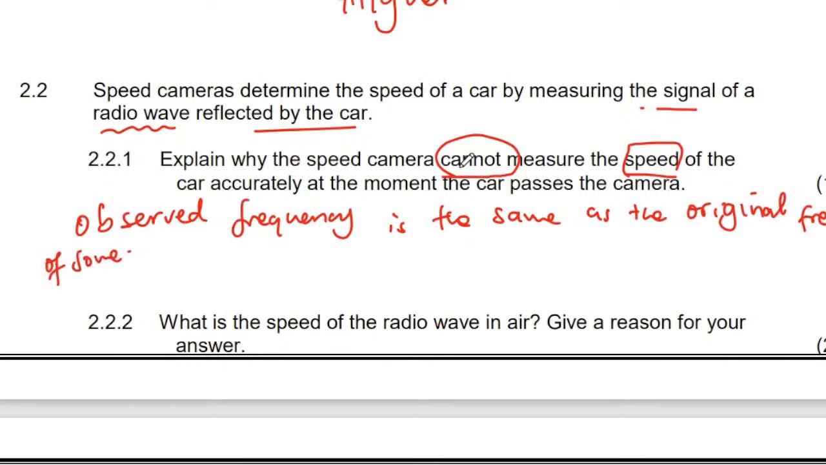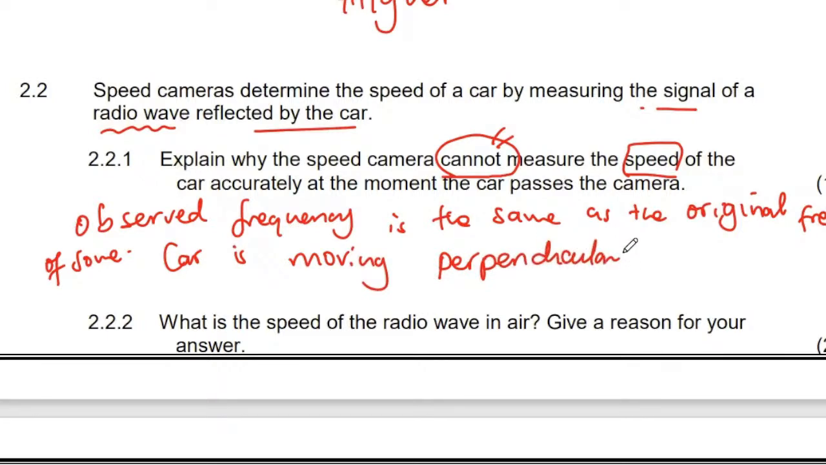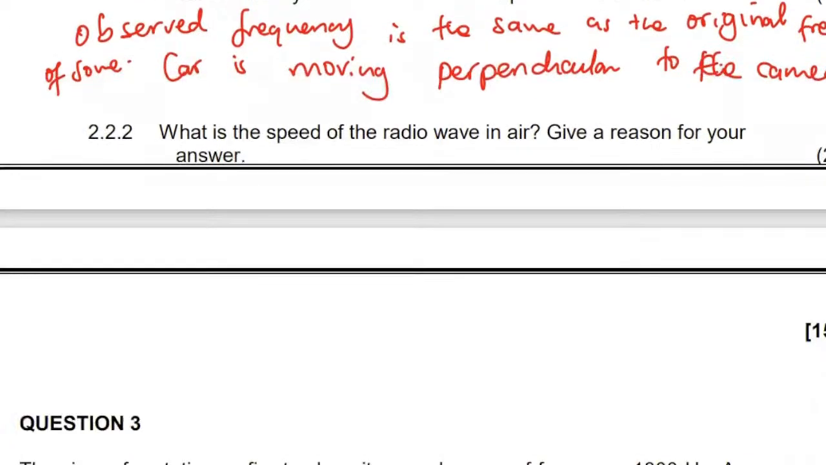But the reason why it cannot measure accurately is because the car is in most cases moving perpendicular to the camera. I mean, the camera is placed right on top and then the car just passes below. So there is no way you're going to measure accurately, as much as the frequencies, yes, they might be the same.